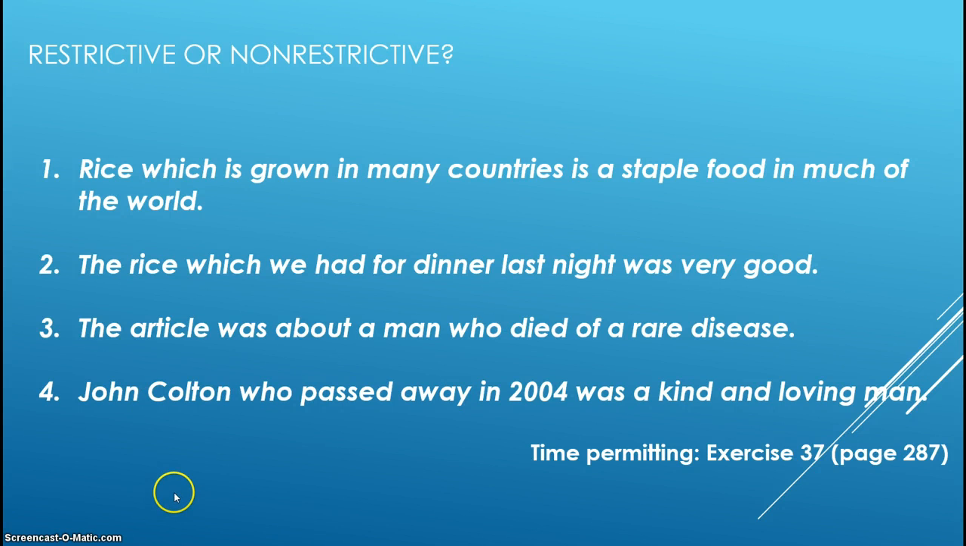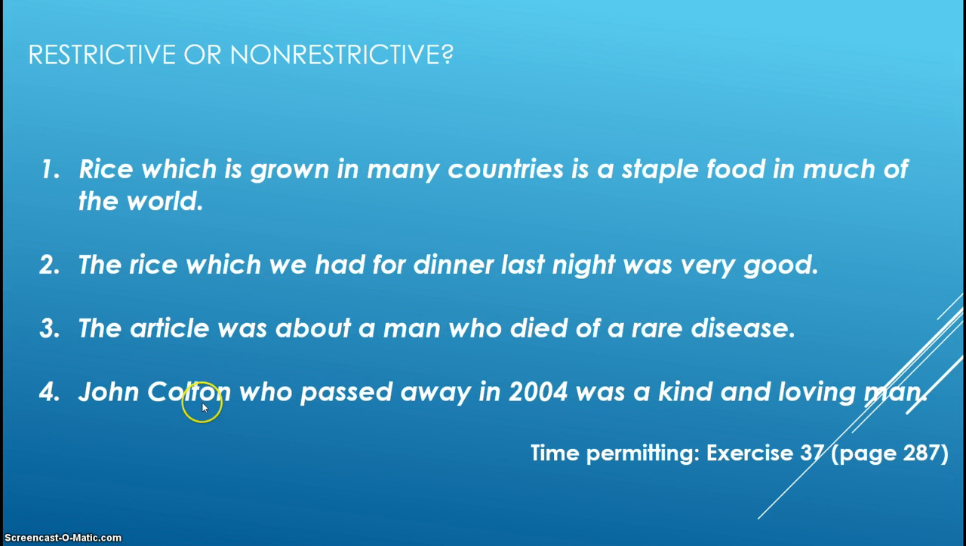I'm assuming that you've looked at the sentences, you have the answers. So let's check. For the non-restrictive ones, number 1 and number 4, they need the commas. They are non-restrictive adjective clauses. Rice, comma, which is grown in many countries, comma, is a staple food in much of the world. And there it's kind of clear that this is just some bonus information. By the way, it's grown in many countries. This is the main context.